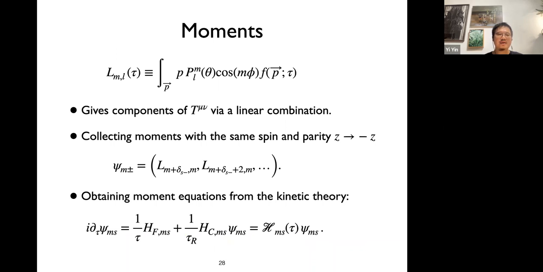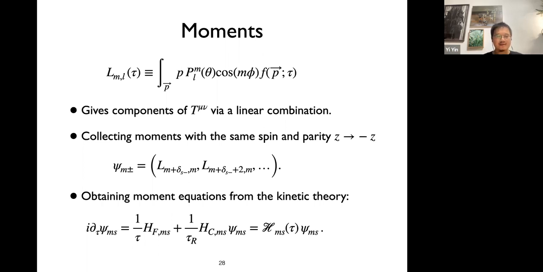Here we introduce an important technical point in order to identify the slow modes in the kinetic theory. What we do is expand the distribution functions in terms of the spherical harmonics, and we will label the spherical harmonics by M. So M essentially is a measure of the Fourier coefficients in the azimuthal angle in the transverse plane, and L essentially tells you how it behaves as a function of theta. Theta essentially measures the momentum in the longitudinal direction.